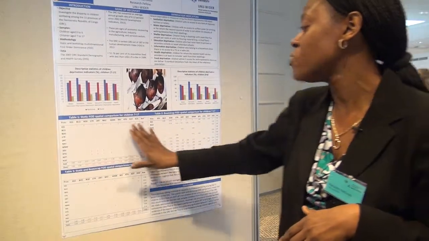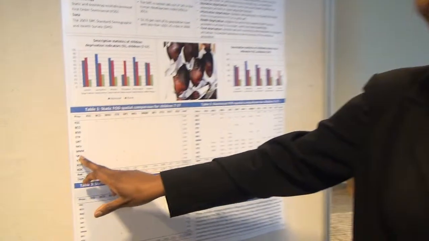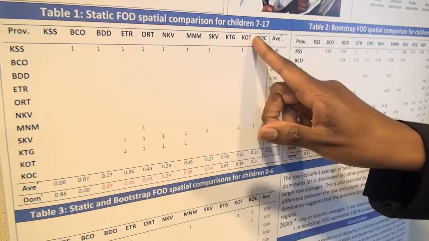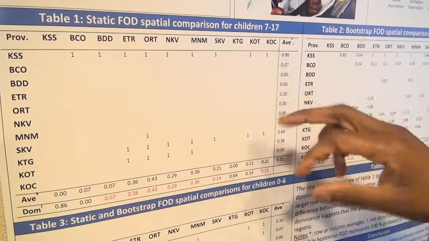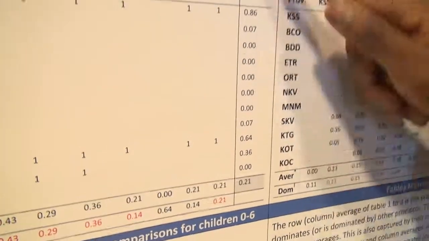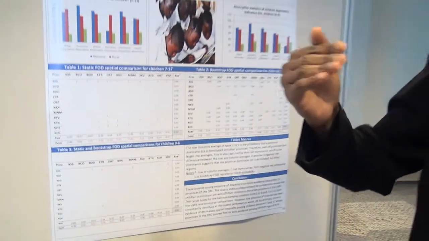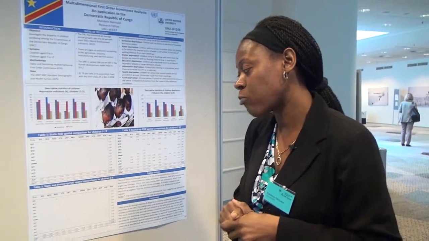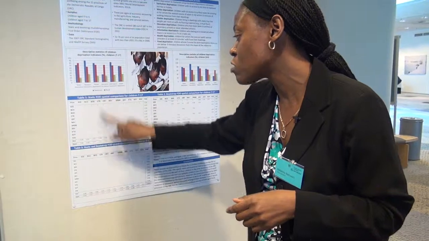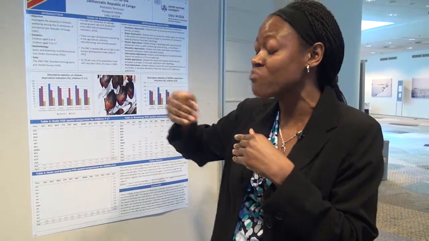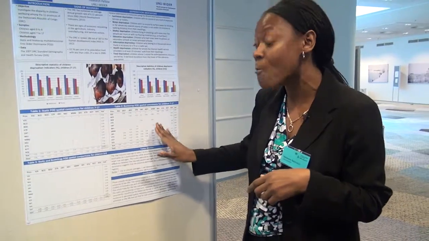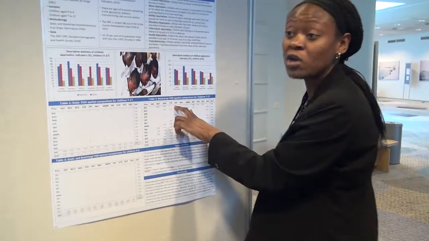Here, as you can see, those are the probability that one province on the row dominates the column, and those are the average of their dominance. The higher your row average, it means that you are dominating more provinces, and the higher the column average means that you are being dominated by the other provinces. And here we have it in terms of probability. The one here means 100% domination, compared to here, it just means a one-time domination.